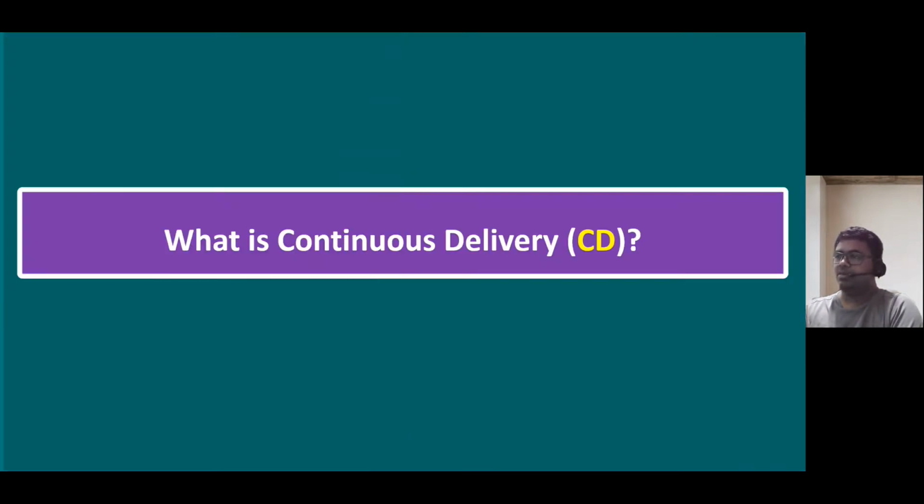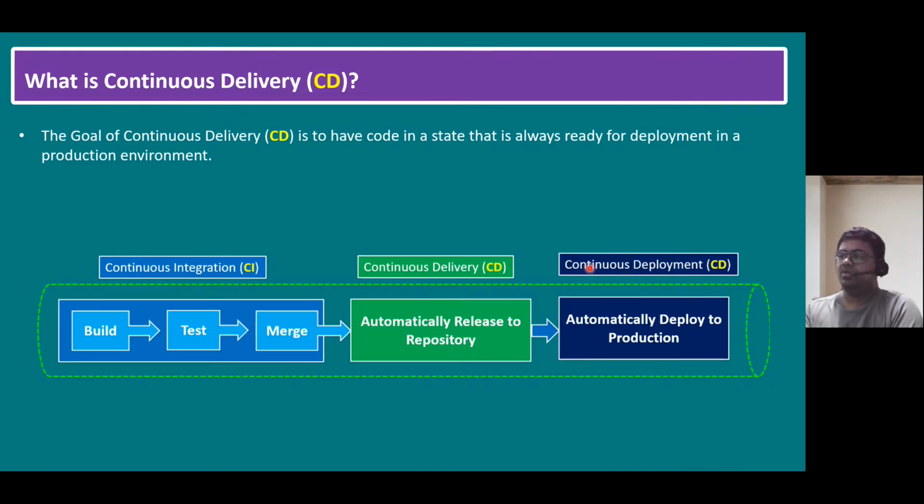Okay. Now, what is continuous delivery? Even within our CI/CD pipeline, the second stage is continuous delivery. The goal of continuous delivery is to have code in a state that is always ready for deployment in a production environment, so it is released to production.